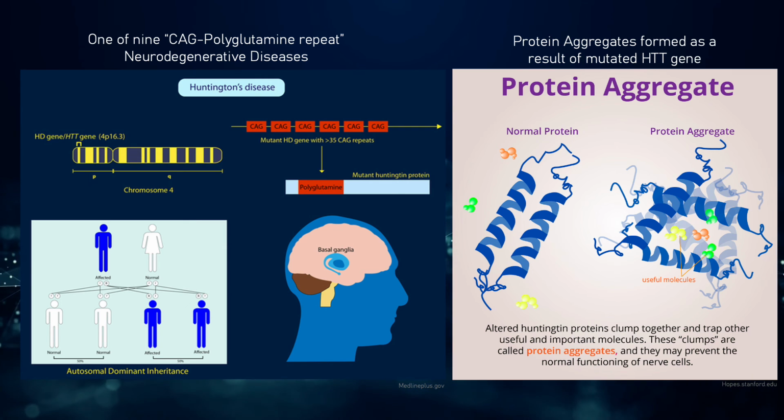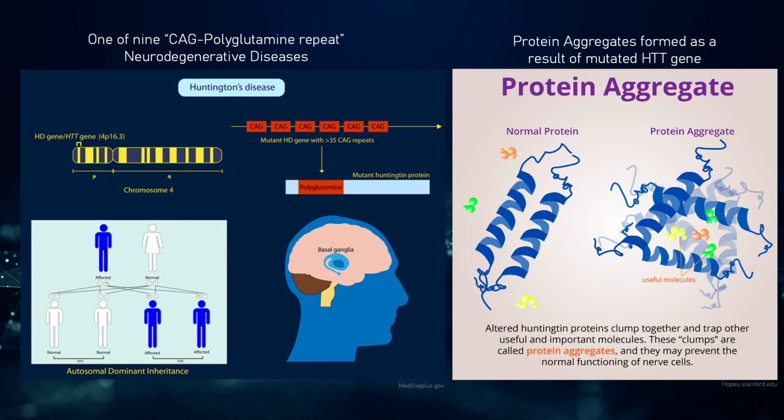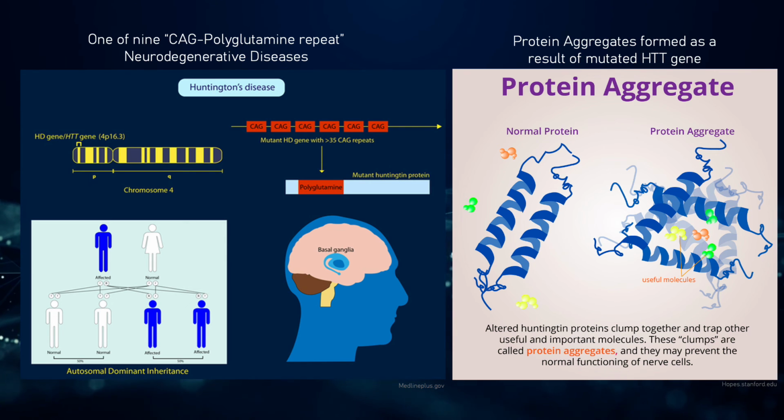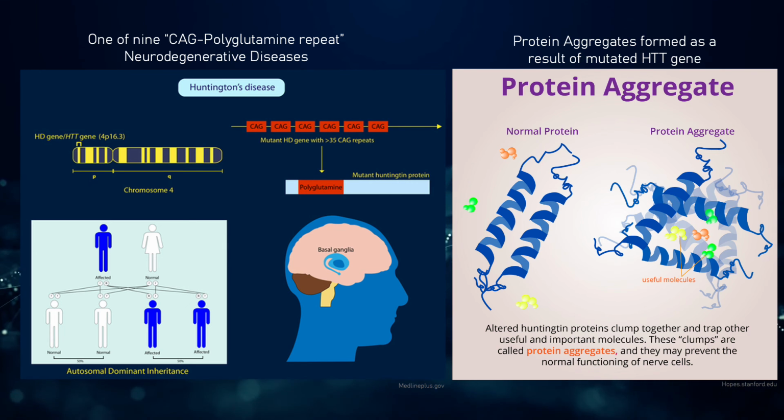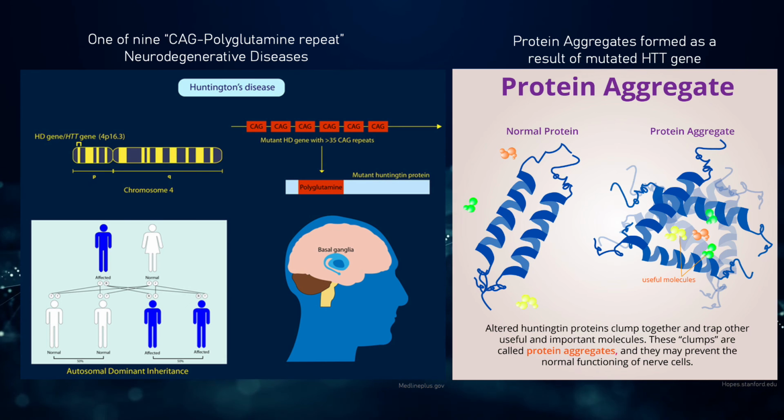And on the right side, what we're looking at are protein aggregates that are formed as a result of the mutated HTT gene. So on the left, we have the normal protein functioning correctly in the body. And then to the right, the protein aggregates, or buildup of the proteins mixed with these useful molecules that the body can no longer use because they're getting trapped inside the protein, leading to dysfunctional tissue in the brain. And over here we have a pattern of inheritance for Huntington's disease.